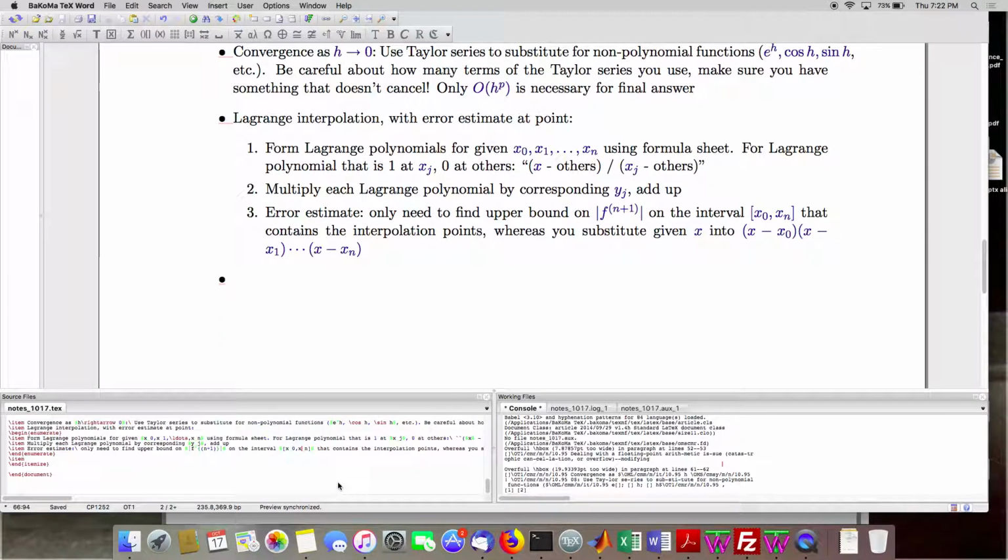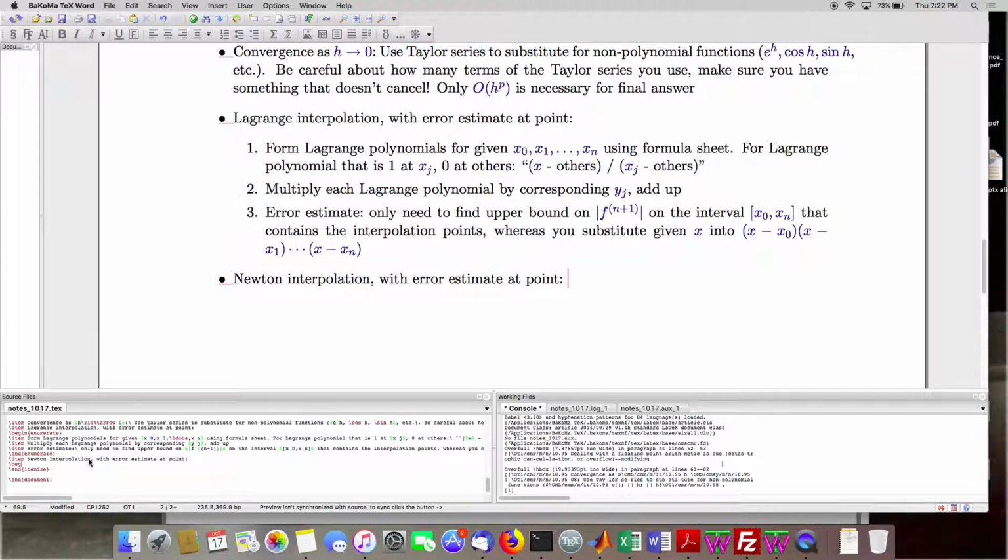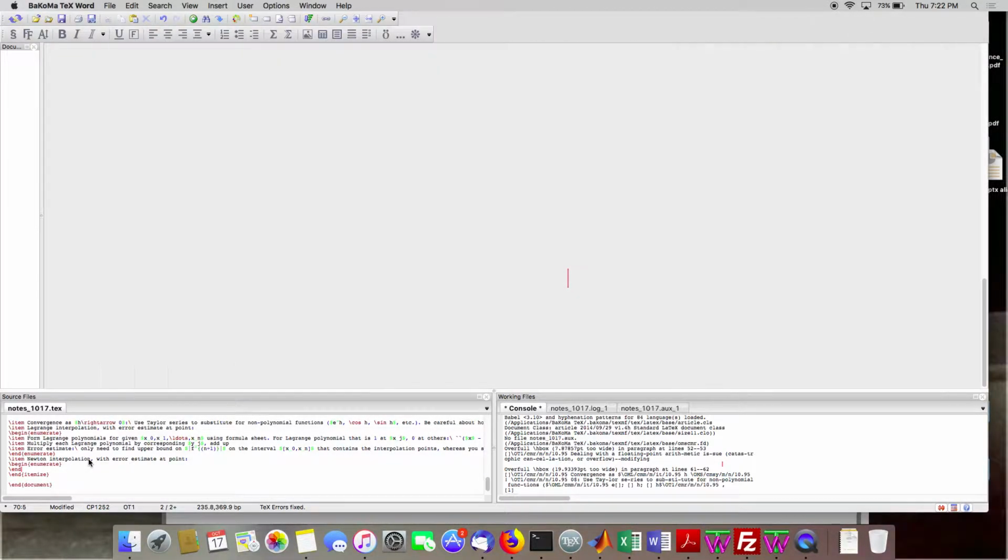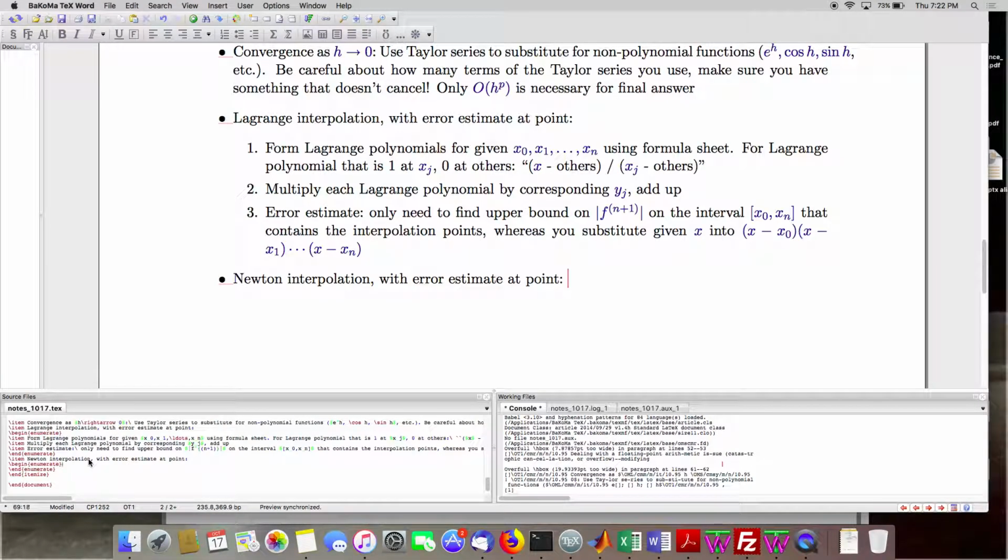Okay. Last general procedure to discuss: Newton interpolation. Interpolation with error estimate at a point. Okay, so well, it's all about the divided differences. You fill in the divided difference table.